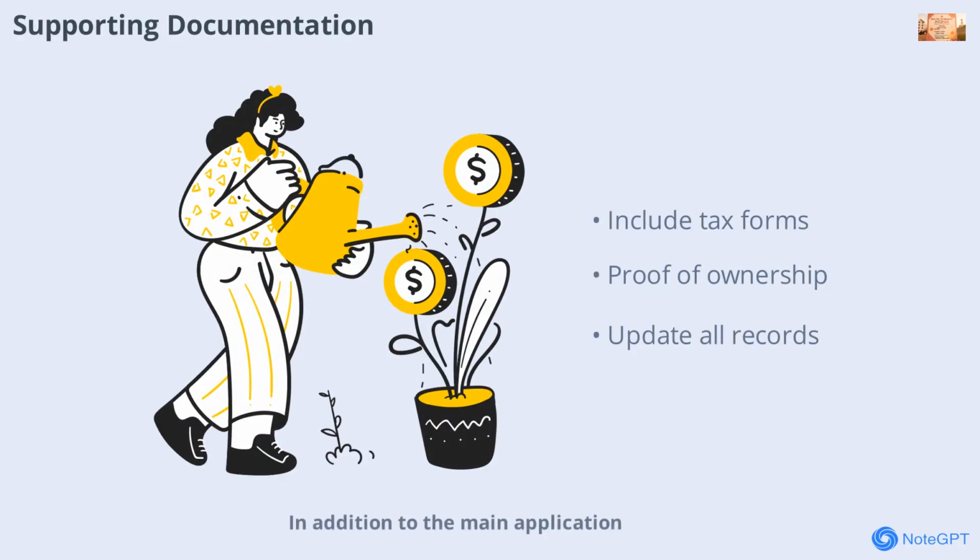In addition to the main application, you'll often need to submit supporting documentation. This can include tax forms, proof of ownership, and other relevant records. Double-check that all documents are complete and up-to-date before submission to avoid delays.